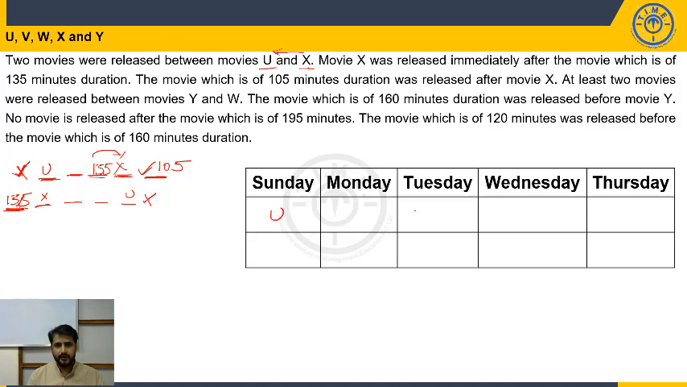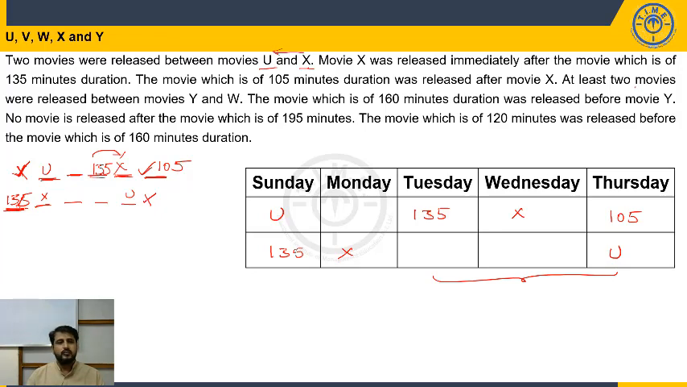U, 1 gap, 135, X and 105. And what is another possibility? 135, X, 2 gaps and U after X, 105. So it could be any of these 3 positions that we don't know. Let's see. Next, what is given?